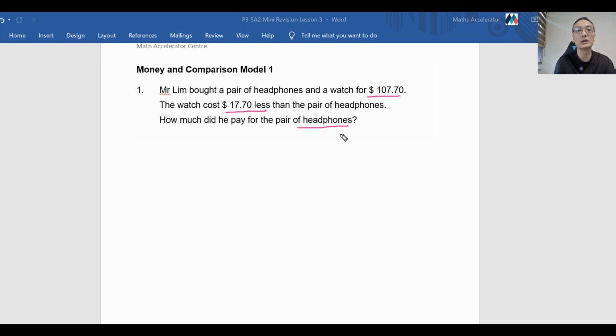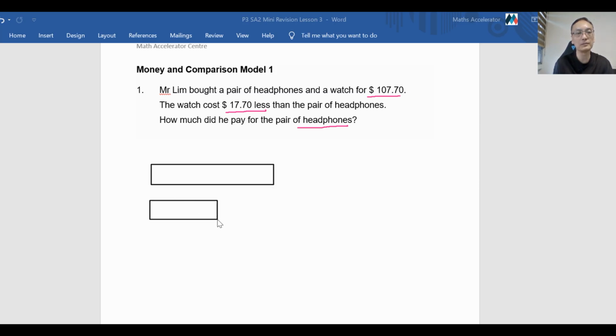Okay, after we highlight the keywords, now we need to organize these keywords into a model to help us understand the question better. So we know that the watch is less than the headphone. Therefore, the model for the headphone will be longer compared to the watch. Then we label headphone with the letter H and the watch with the letter W. The difference between these two items is $17.70.